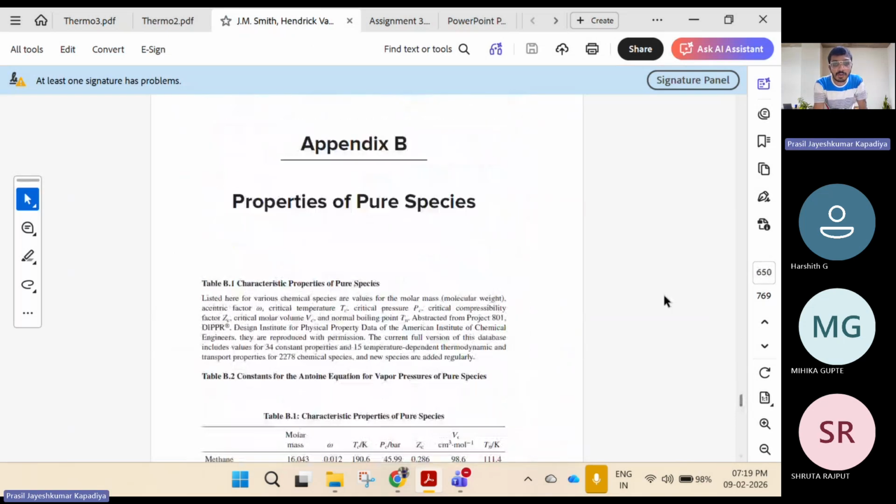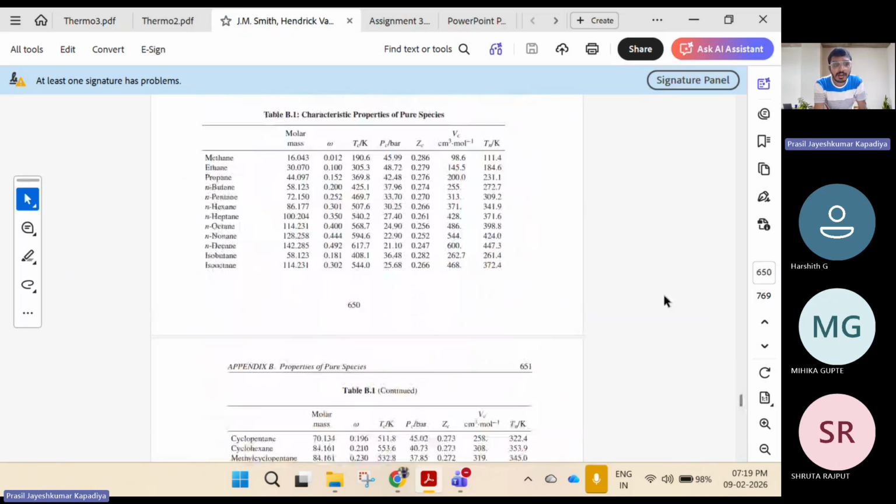Why is this reduced form of equation very important? Let's say I am dealing with PC equal to 46, so my P by PC will be equal to 1 for methanol. So my reduced pressure is equal to 1 for methanol. Let's say for another gas my PC is equal to 23, and my P is equal to 23. So my reduced pressure is equal to 1.